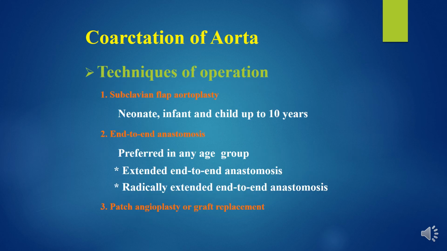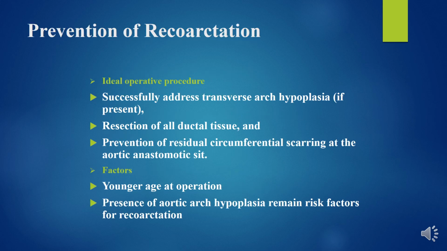The techniques of operation include the subclavian flap, end-to-end anastomosis, and patch angioplasty. For the prevention of recoarctation, ideal operative procedures address the transverse arch hypoplasia, resect all ductal tissue, and prevent residual circumferential scarring. A younger age at operation and the presence of aortic arch hypoplasia remain risk factors for recoarctation.